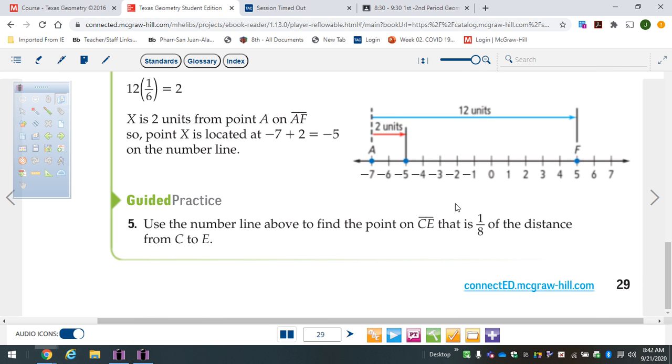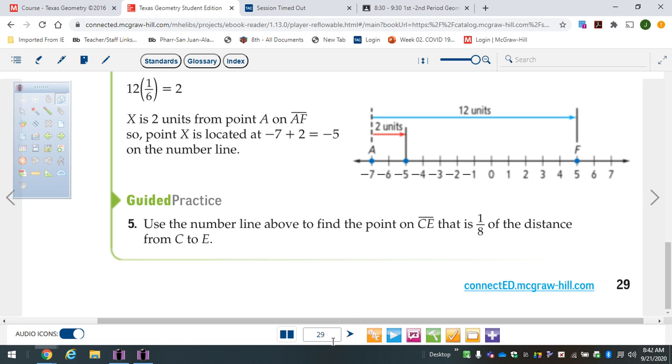Use the number line above to find the point on CE. So they're using CE. Okay, that is 1/8 of the distance from C to E. So do me a favor, guys. Copy this down real quick. Copy the directions down, what we're doing. Copy that we're going from C to E, and we're going 1/8. Hurry up before I show you the number line.